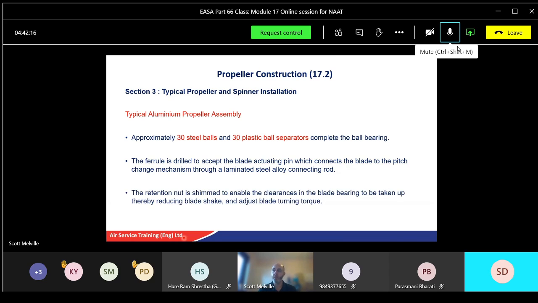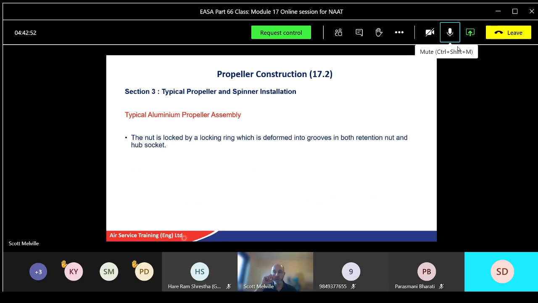So the retention nut is shimmed. Now we say shimmed so it maintains the correct distance, so we can get the correct torque on there. If it's too small, it's not enough, we might not get correct torque. And that enables clearances in the blade bearing to be taken up, so as not to put too much stress on it, and obviously not to have a gap, which could potentially be quite catastrophic. And that stops the blades from shaking about as well. Again, if the shim is too small, when we're torquing the blade down, it can be too tight, so it has to be correct. It allows the blade to actually adjust without being too slack.